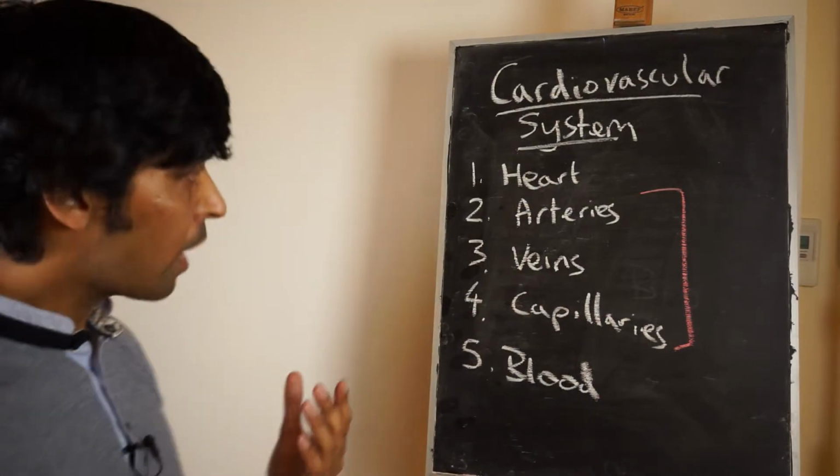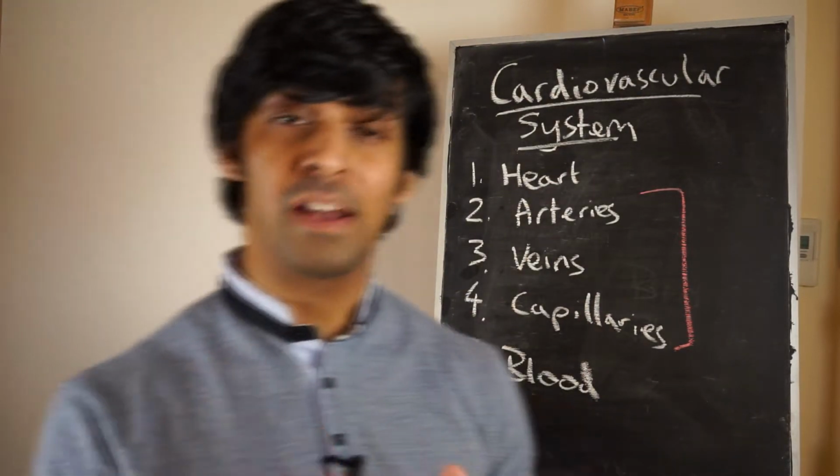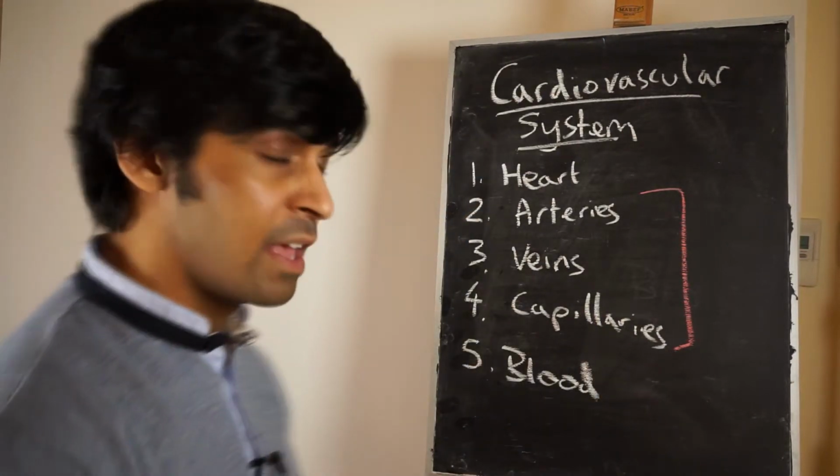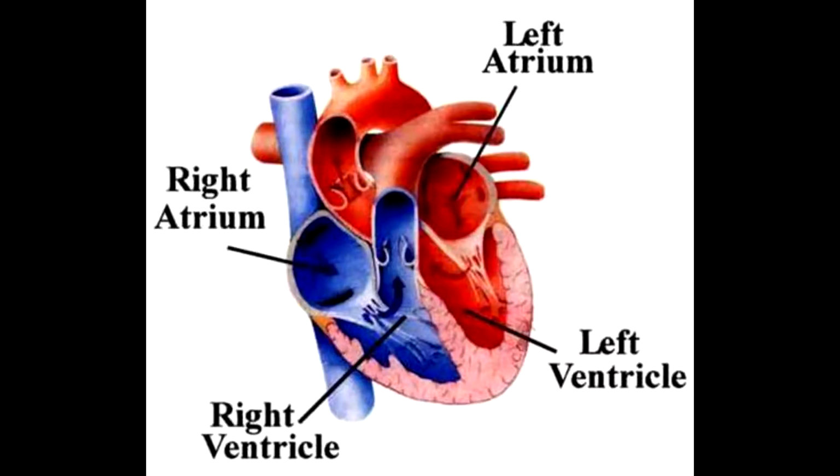Now, you have to be familiar with the structure of the heart because that's going to come in handy when we look at the different types of circulation. So here's an image of the heart. As you can see, we've got two compartments at the top. This is the right atrium and the left atrium. And at the bottom, we've got the ventricles, the right ventricle and the left ventricle.